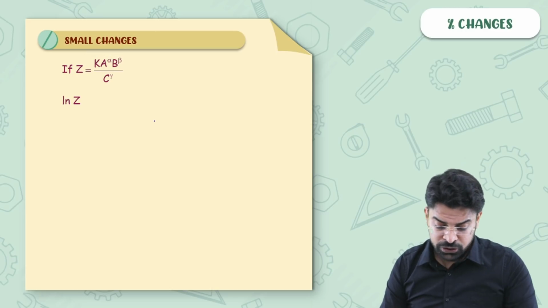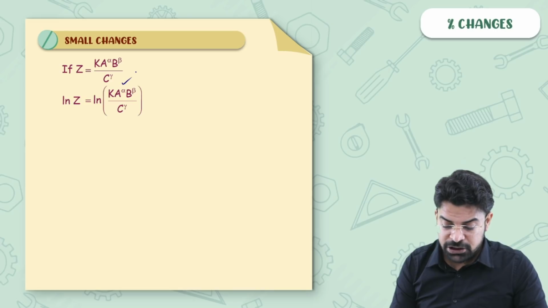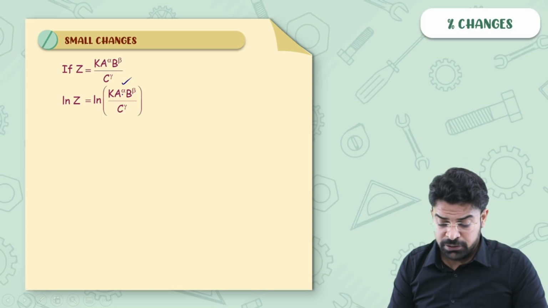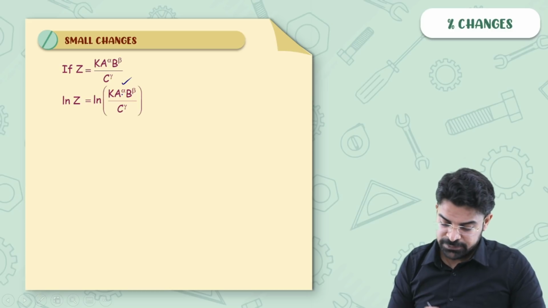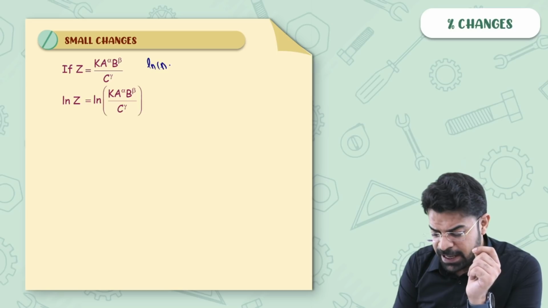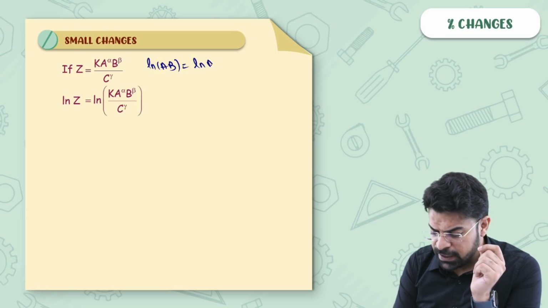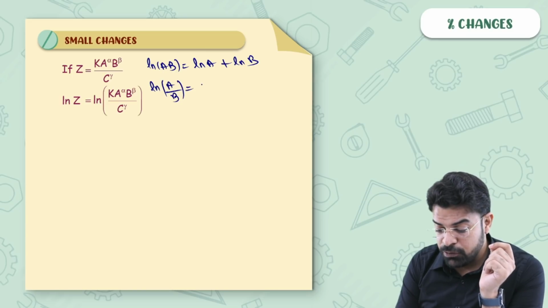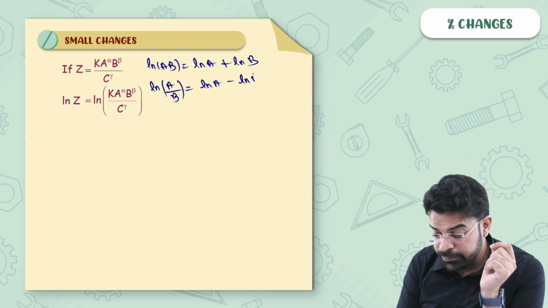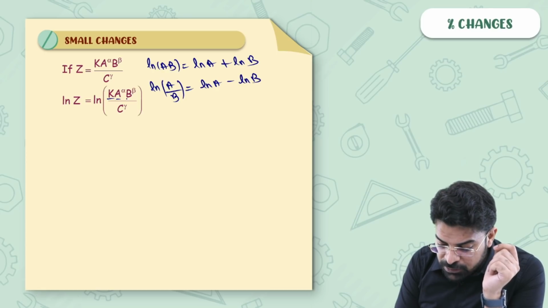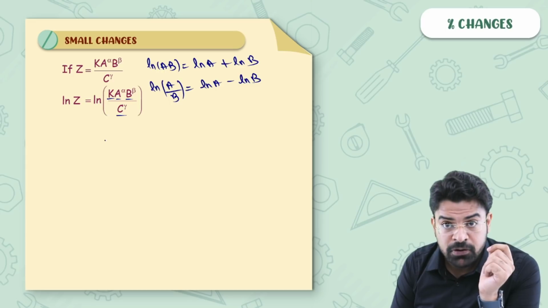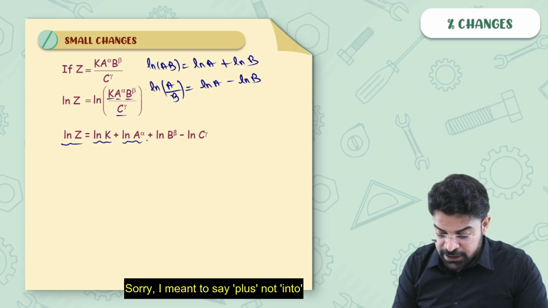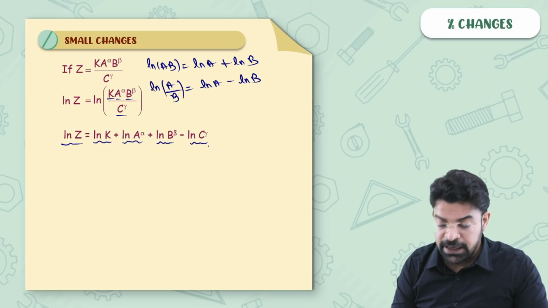Taking natural log both the sides, you will say ln Z equals ln of k A raised to power of alpha B raised to power of beta upon C raised to power of gamma. Now, using the property of log, I am going to write something. Which property? ln AB equals ln A plus ln B, and ln A by B equals ln A minus ln B. So I can write this quantity as ln Z equals ln k plus ln A raised to power of alpha plus ln B raised to power of beta minus ln C raised to power of gamma.